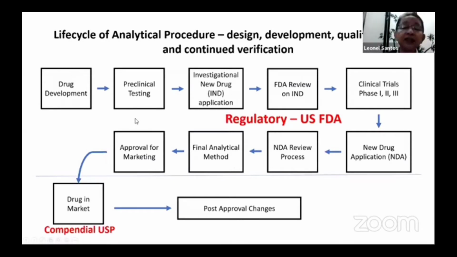So industry-wise, the pharmaceutical industry is focused in terms of regulatory requirements, starting from the drug development all the way until the drug is approved. So I wanted to make that clarification between the regulatory FDA and the compendial USP.